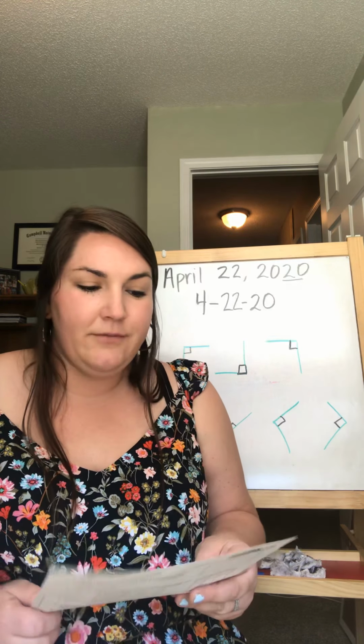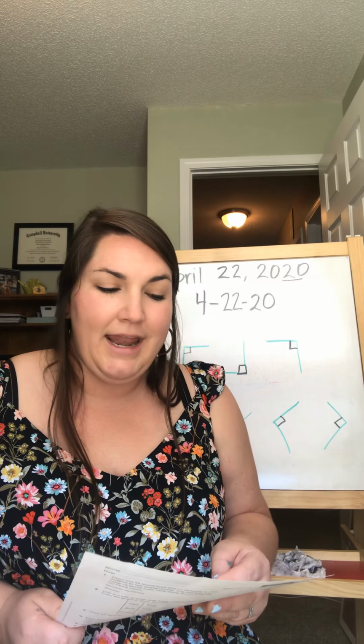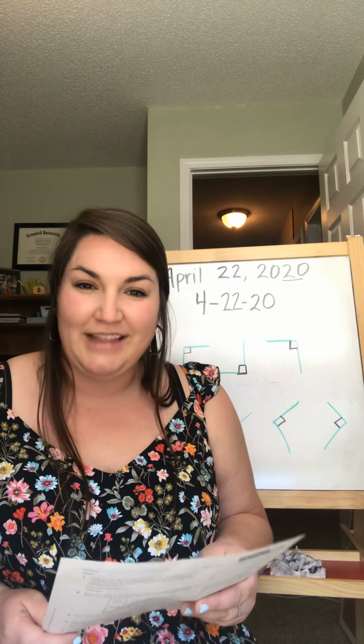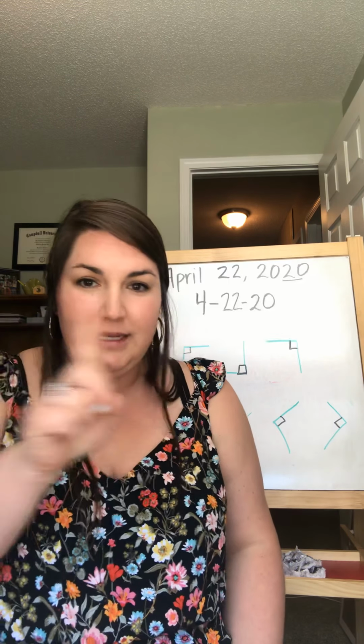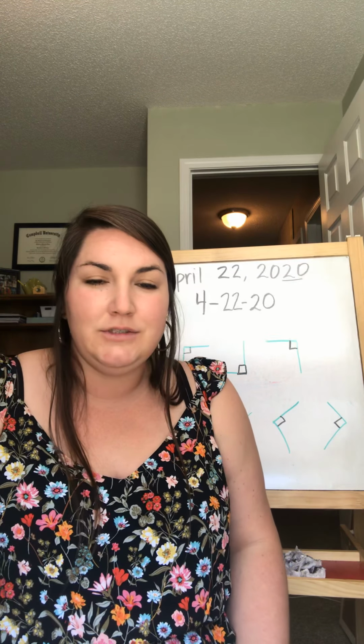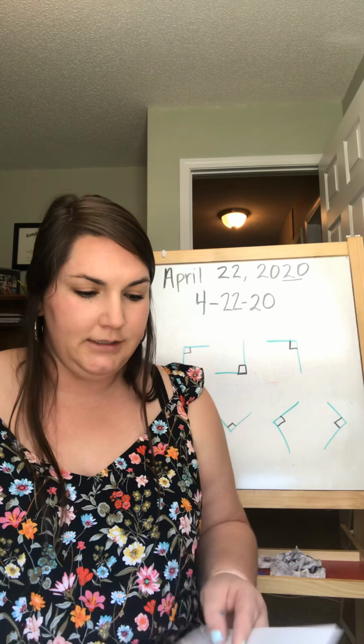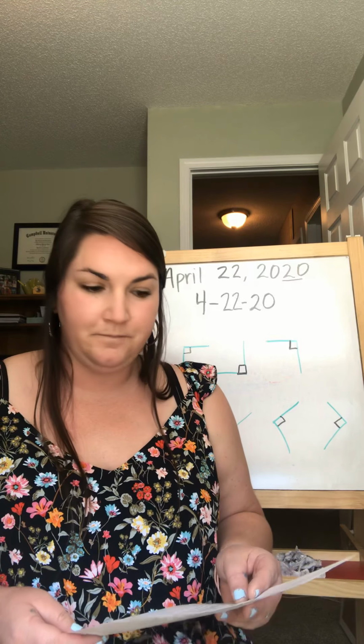So at the top for your name, it says draw an 8-centimeter line segment. So on your ruler, make sure you're on the centimeter side, not the inches. And draw a nice straight line for 8 centimeters. And then put your first name, last name, and number.